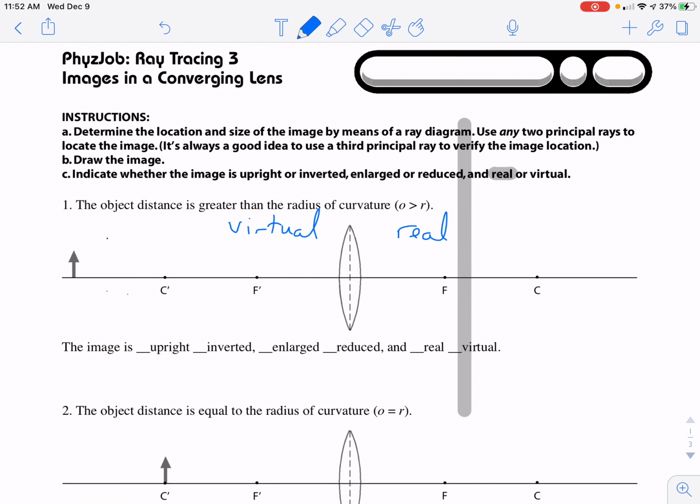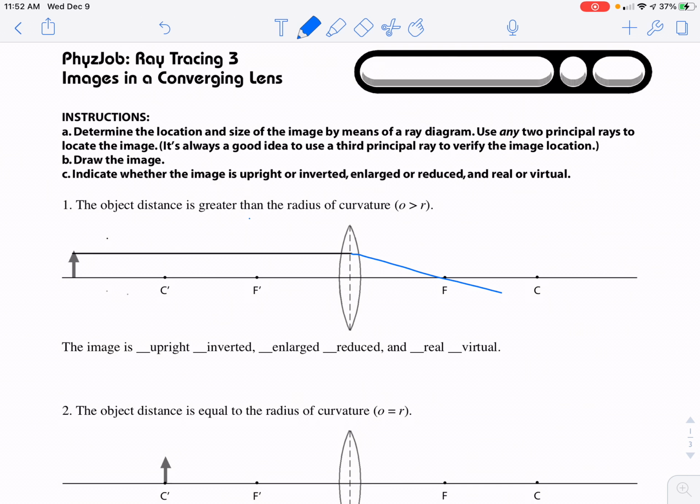Let's take a look at example number 1. We're going to take the principal axis, we're going to take the first ray and go parallel to the principal axis, which is this line here that bisects the lens, and we're going to refract it through the far side focal point. And when you do this, draw the refracting ray as long as possible because you don't know where intersection is going to occur.